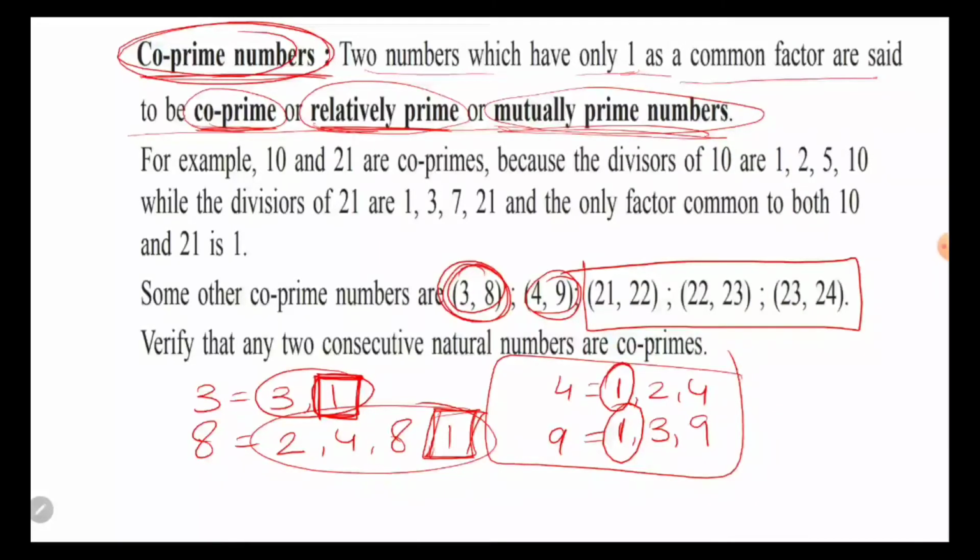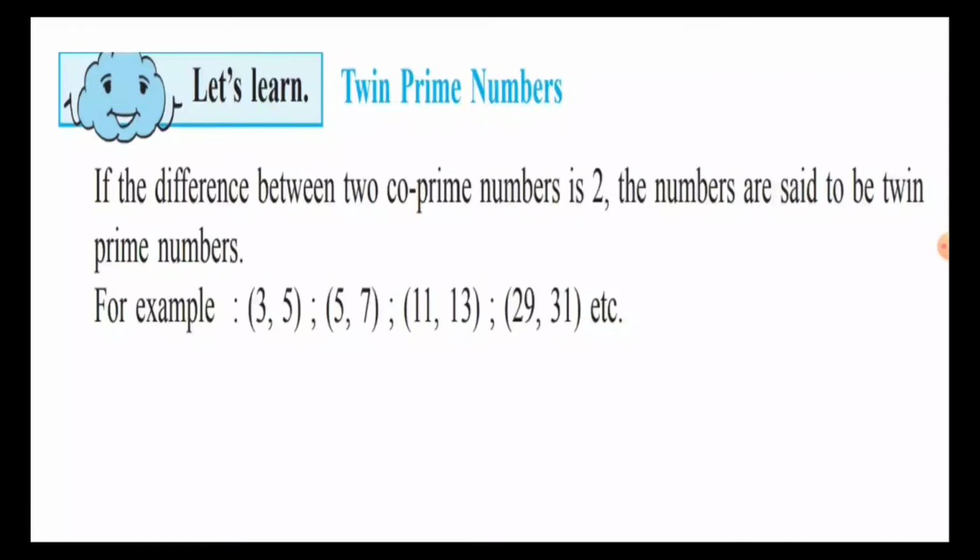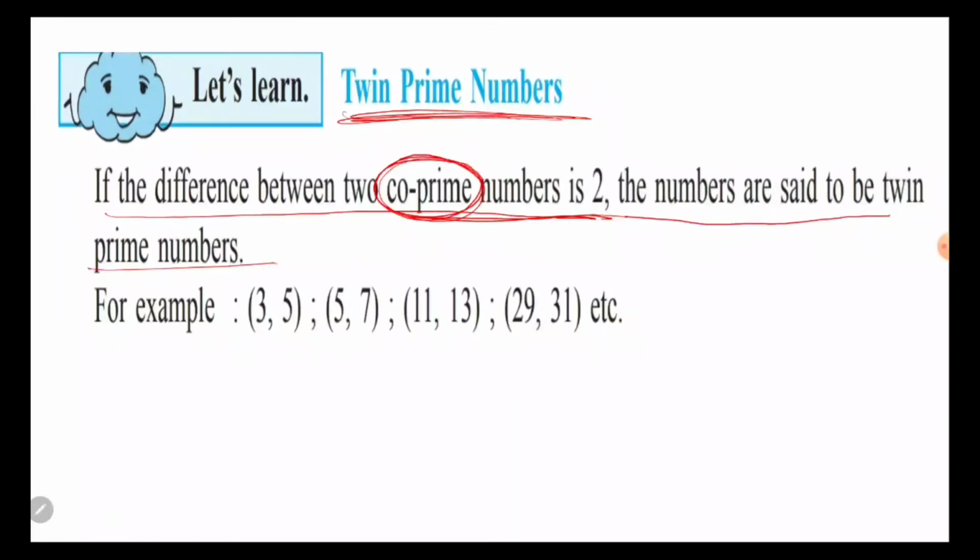Okay, आगे बढ़ते हैं. Next is twin prime numbers. Okay, what do you mean by twin prime numbers? Now if the difference between two co-prime numbers, we just now saw what is co-prime number, is 2, the numbers are said to be twin prime numbers. Okay, now इसका मतलब क्या हुआ? I'll tell you. This is 3 and 5.